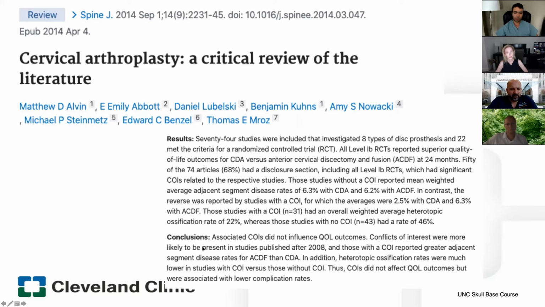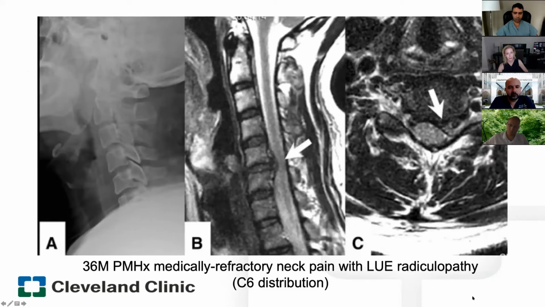Conflicts of interest were more likely to be present in studies published after 2008, and those with a conflict of interest reported greater adjacent segment disease rates for ACDF than cervical disc arthroplasty. In addition, heterotopic ossification rates were much lower in studies with conflict of interest versus those without. Thus, conflict of interest did not affect quality of life outcomes, but was associated with lower complication rates. Depends on how you want to interpret that. So it's important.